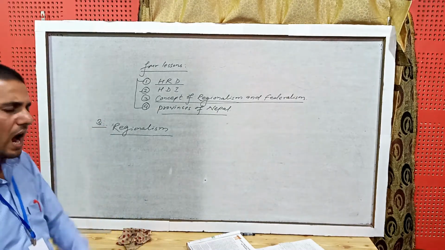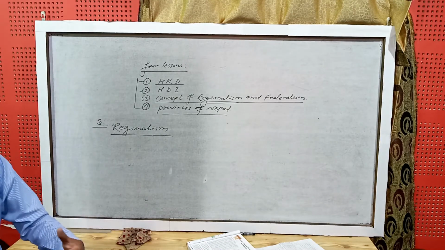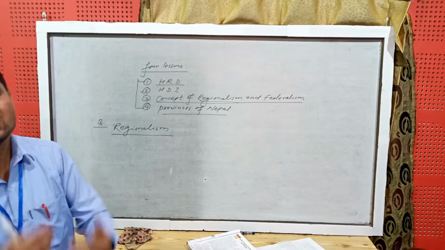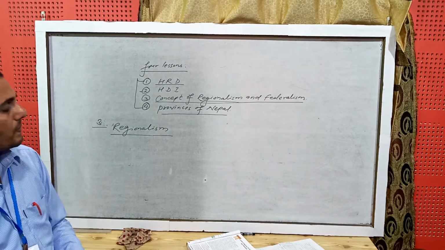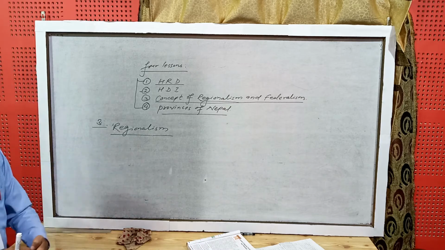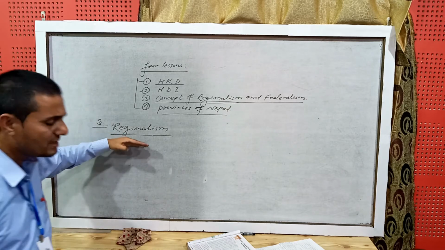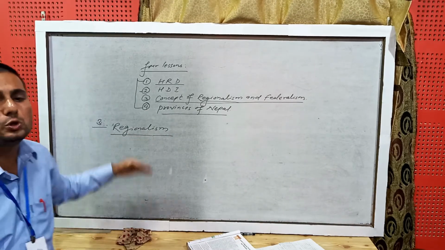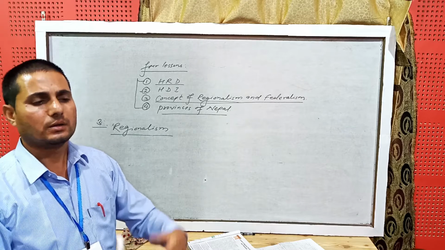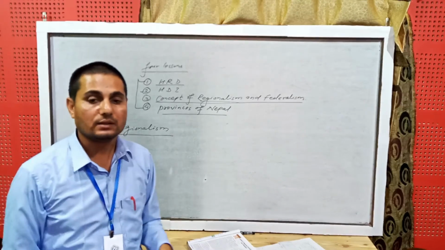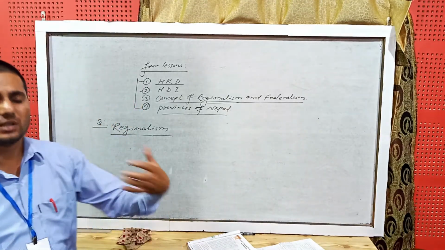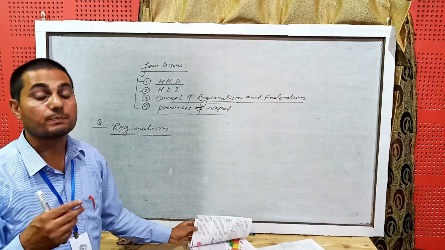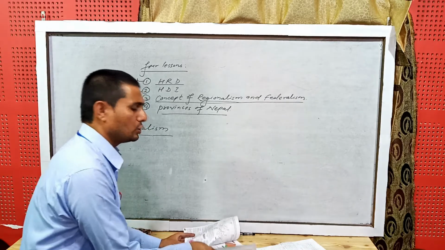But after the success of the mass movement second, the mass movement of 2062/63 BS, people realized that regionalism, or the decentralization of the power based on regionalism, could not address the needs and demands of the entire people, and they backed the concept of federalism.